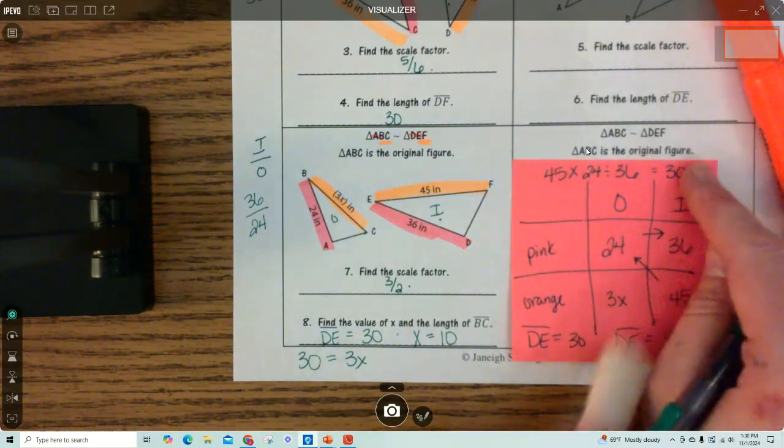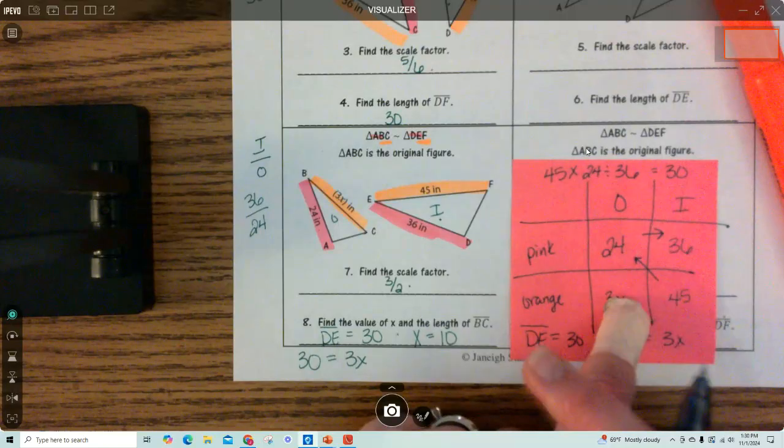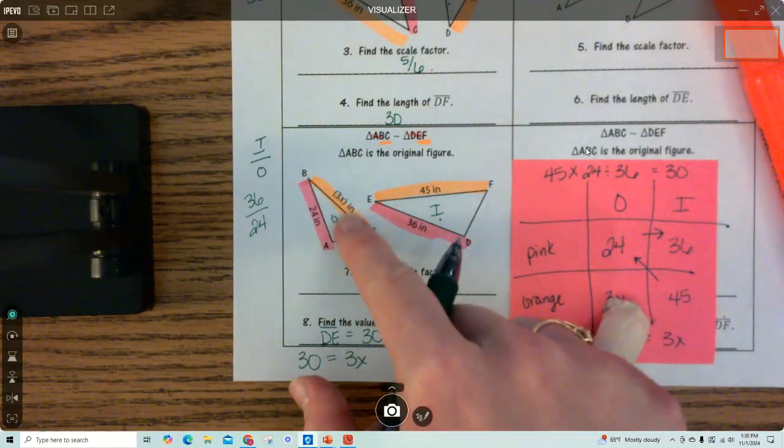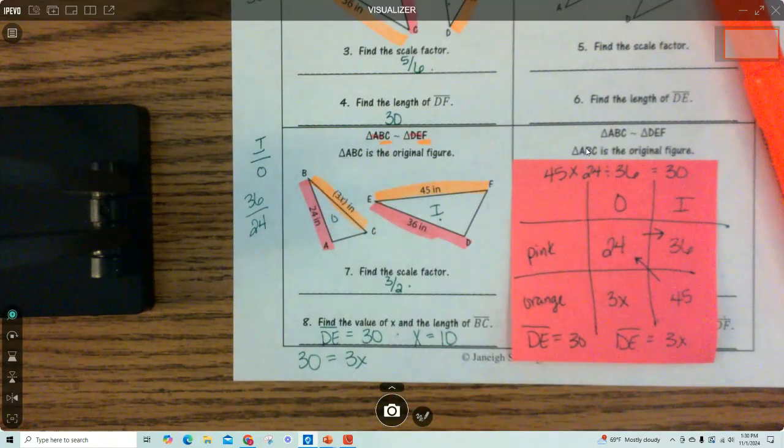So whatever value you get when you cross multiply and divide, that's going to give you the length of the side. Take that, set it equal to the expression for your side length, and that's going to give you the value of x. All right, that is it for this video.